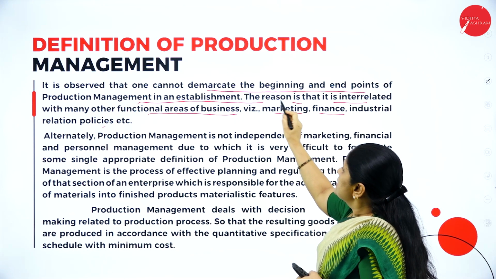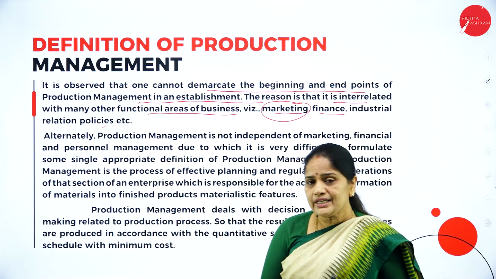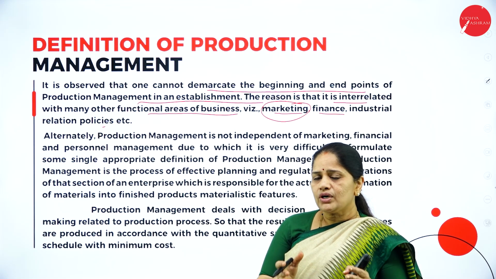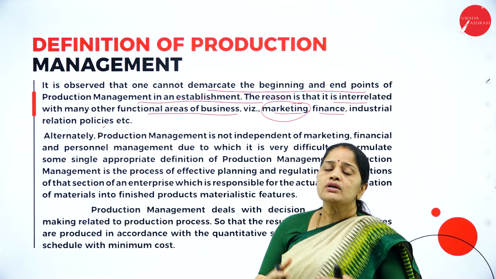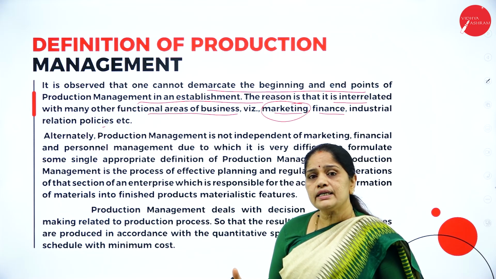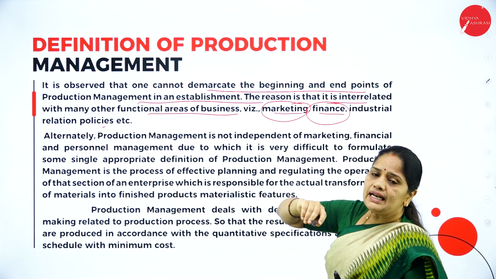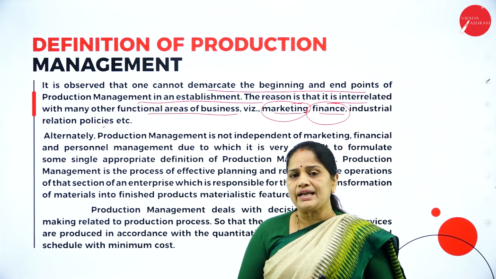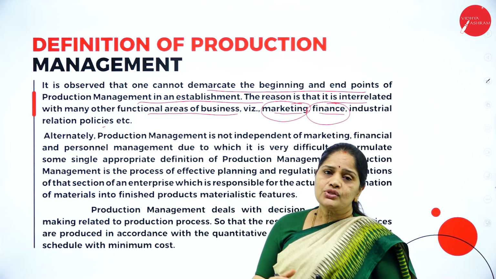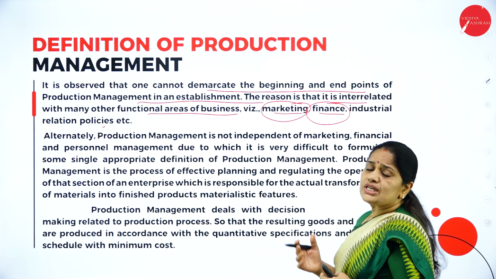Because it is related to marketing. Whatever production you are doing in your factory, that has to be marketed. What is the amount of production you are having? Those goods have to be marketed. So, production function is related to marketing function. Then, finance. See, until and unless we have the proper finance to do production, we will not be able to earn the revenue. So, it is interrelated to finance and also industrial relations.